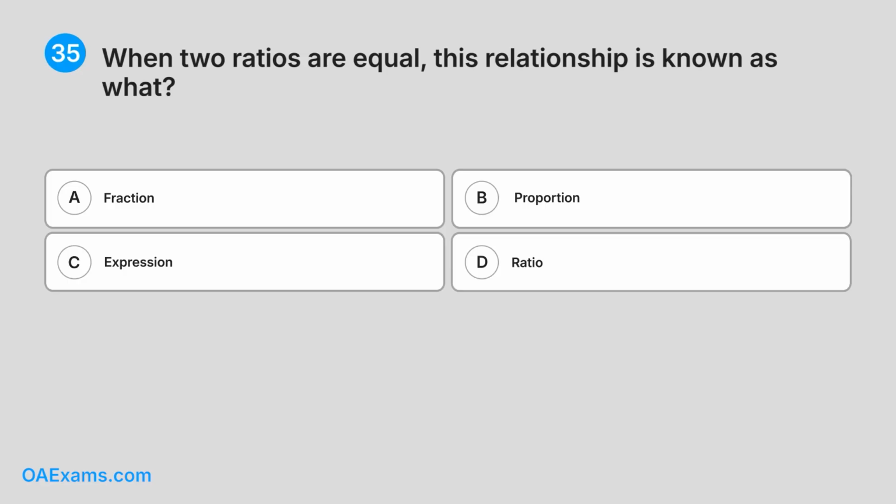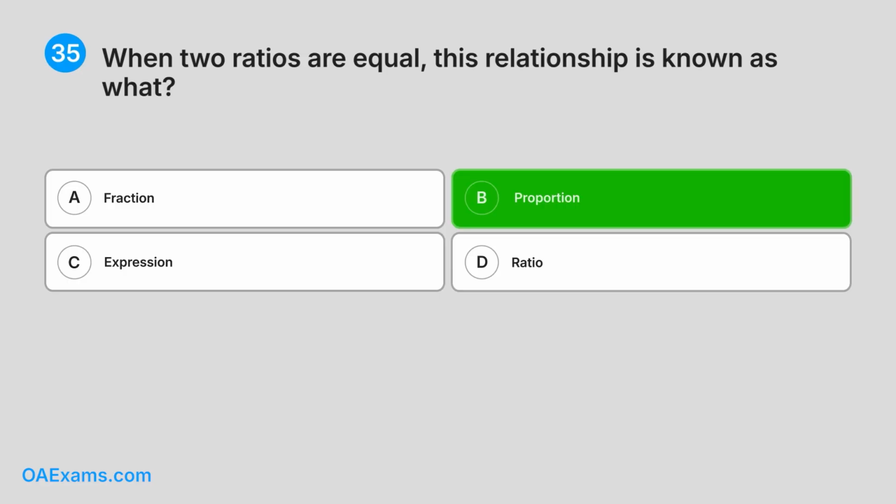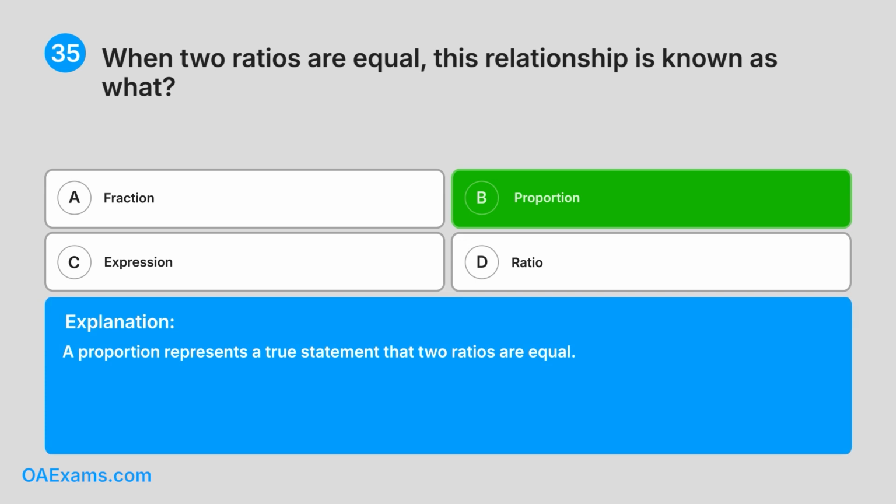Correct answer. B. Proportion. Explanation. A proportion represents a true statement that two ratios are equal.